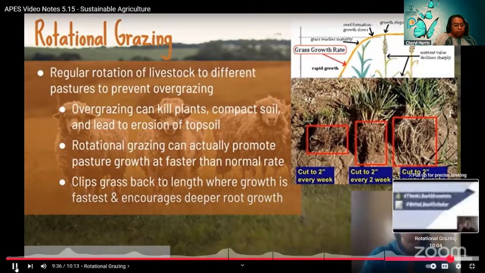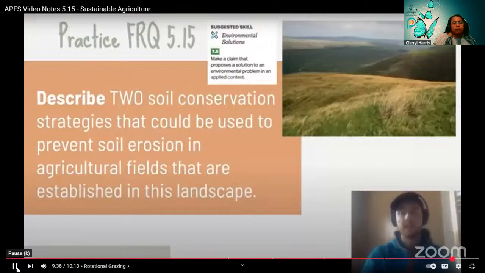So our suggested science scale for practice FRQ 5.15 today is to make a claim that proposes a solution to an environmental problem. So I want you to take a look at this picture specifically. All right, so you have a different FRQ question in the AP classroom, so that's the one you'll be looking at.